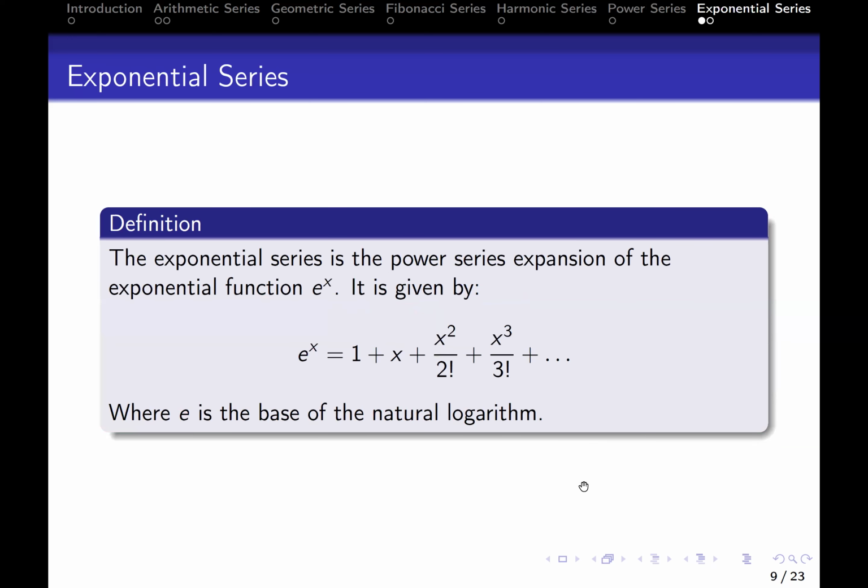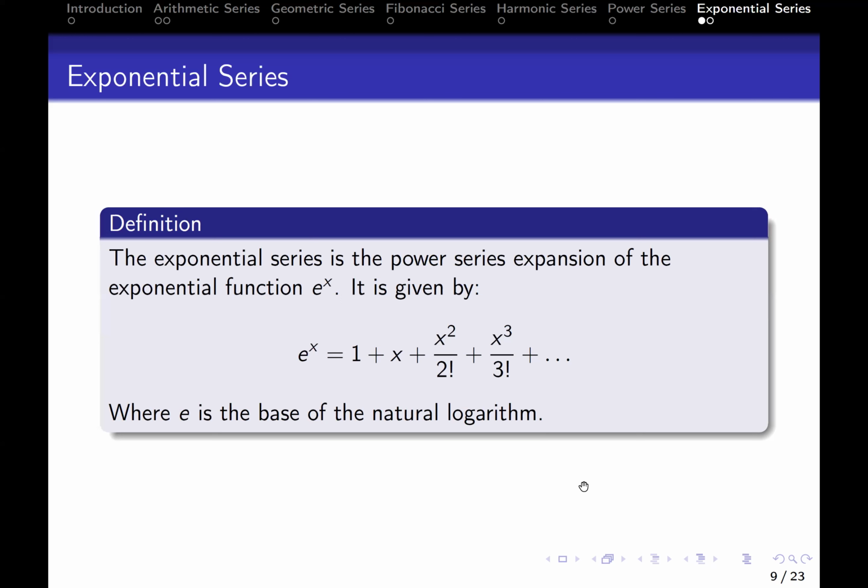Then you talk about exponential functions. I think we came across it a couple of times too. The exponential series is the power series expansion of the exponential function e raised to power x, which follows this pattern: 1 plus x. It's technically the summation from n equals 0 to infinity of x raised to power n over n factorial.